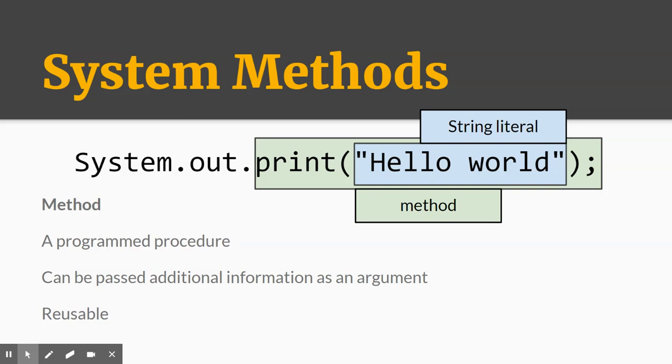So somebody has already figured out how to take characters and display them on the screen. They have written all the code to do that, and they packaged it up in this nice little package called a method, and they gave it the name print, and they said, you can use my method whenever you want by just calling the method print.